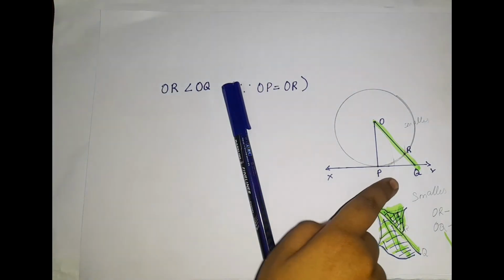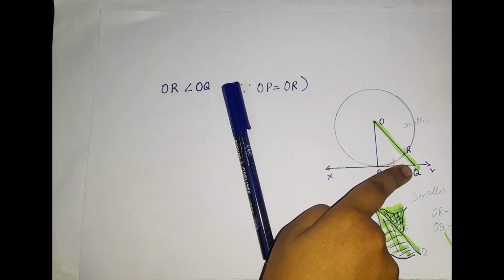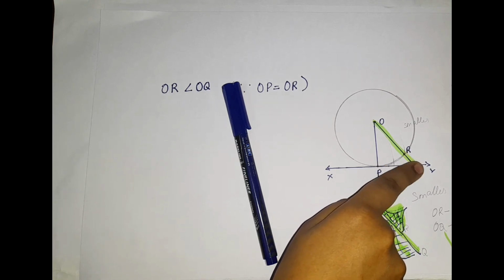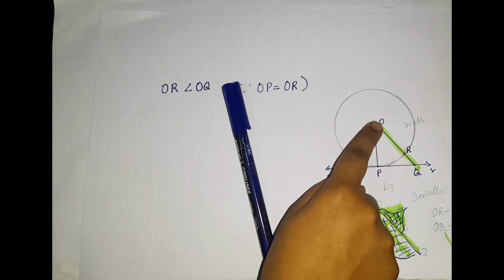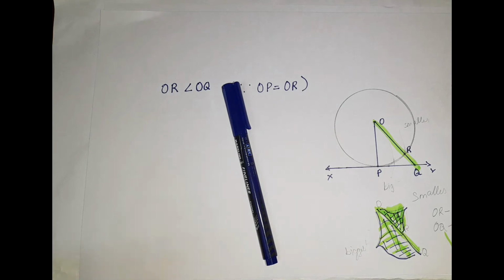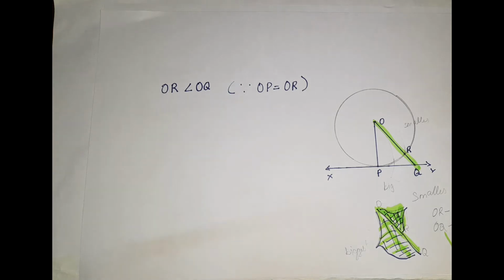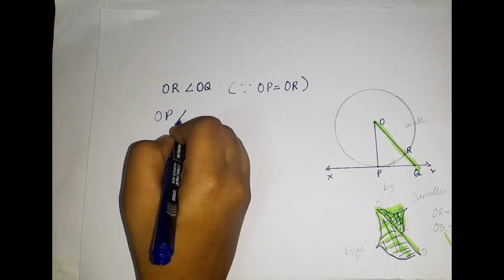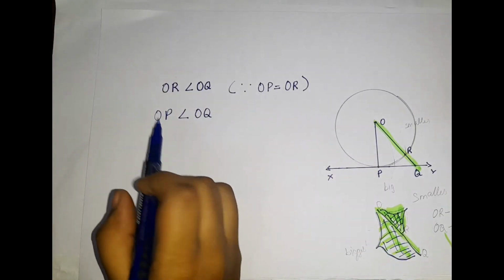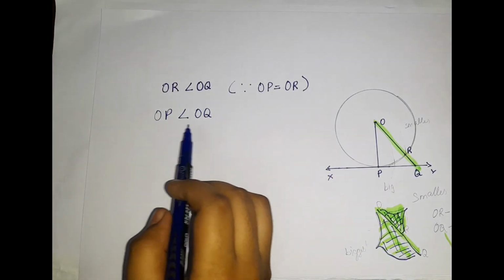Okay, so we are not mentioning Q. Why? Because Q is out of the circle. So this portion, this line, is out of the circle. Only this line, that means O to R and O to P, is the line which is inside the circle. So that's why we wrote it like that. Now we can conclude that OP is smaller than OQ. If OR is smaller than OQ, then of course OP is also smaller than OQ.